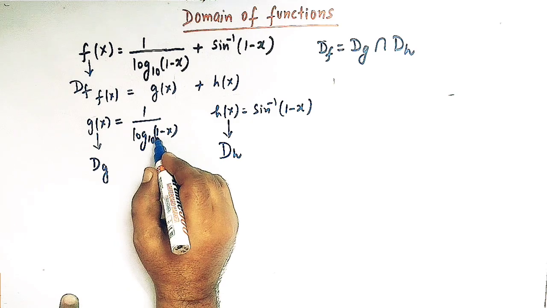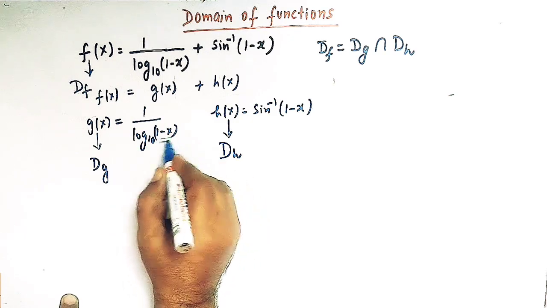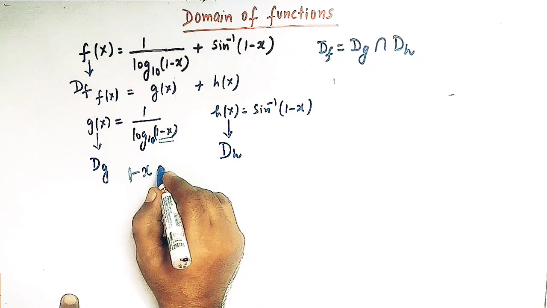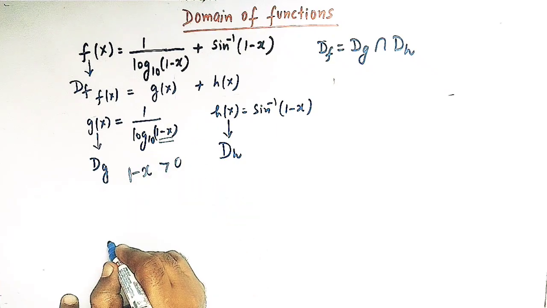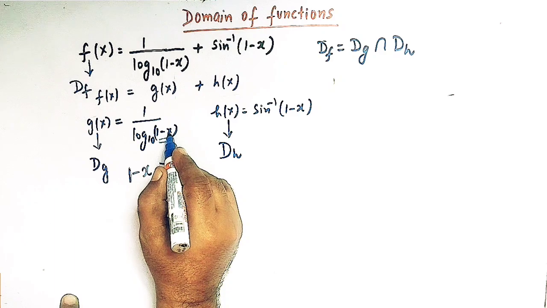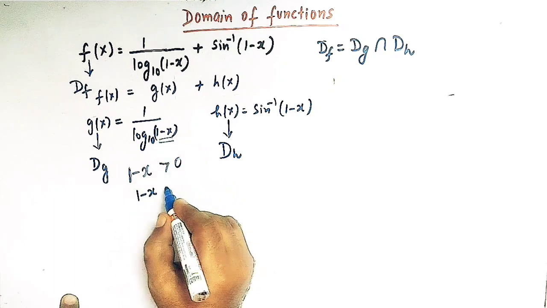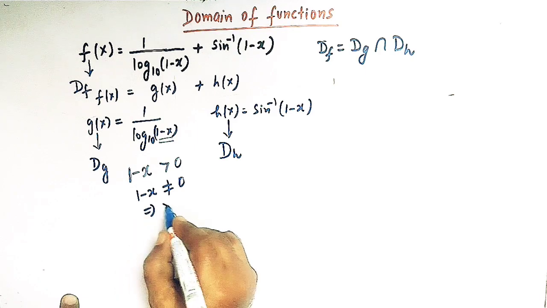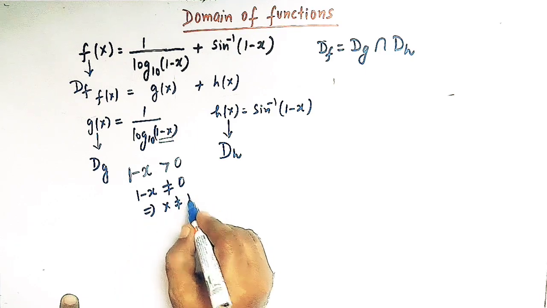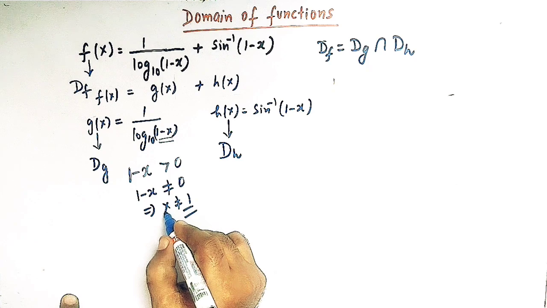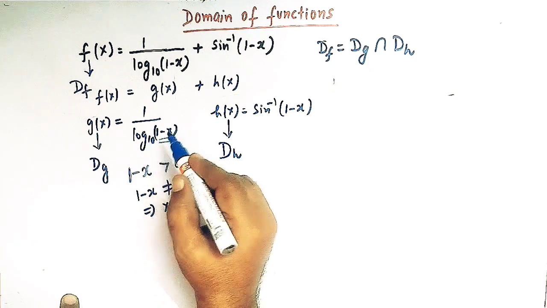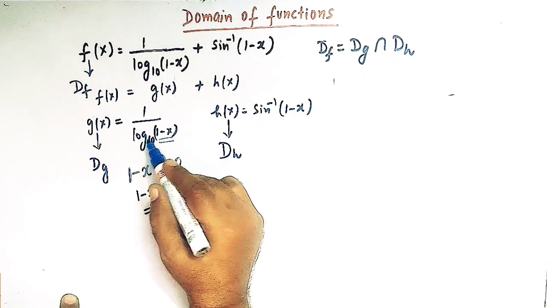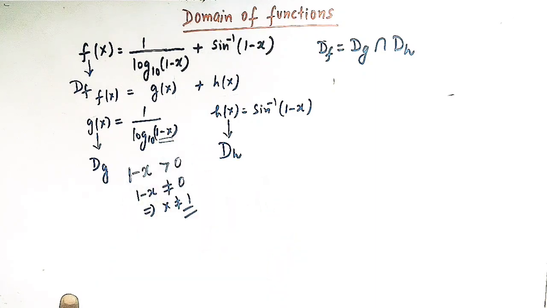So the first condition is that this term, 1 minus x, should be greater than 0, right? Moreover, 1 minus x should not be equal to 0. It implies that x should not be equal to 1, right? So we have to discard x equal to 1, because in that case it becomes 1 minus 1, which is 0, and logarithm of 0 is not defined, right?